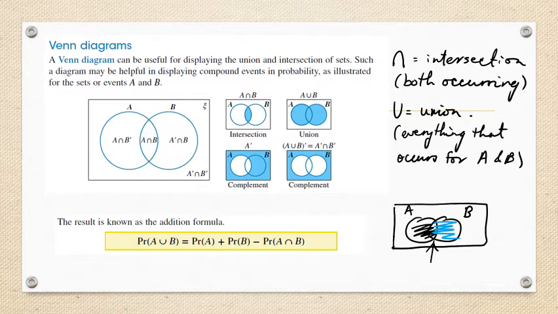We'll get A union B plus A intersection B. So you actually need to make sure that you subtract it. So don't forget that.